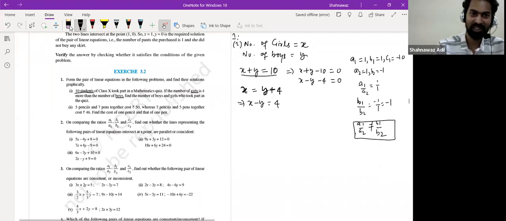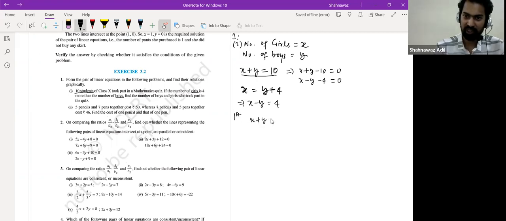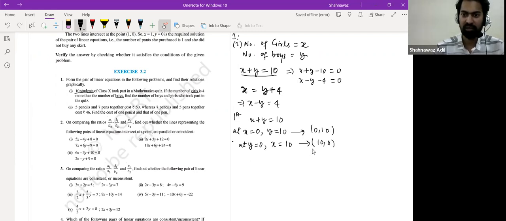Yes, sir. So let's just do it by the graphical method. So now finally we have a good number to draw in the graph, right? Yes, sir. So the first equation, x plus y is 10. So at x equals 0, we have y equals 10, right? So the point is 0 comma 10. And at y equals 0, we have x equals 10. So the point is 10 comma 0, right? Yes, sir.